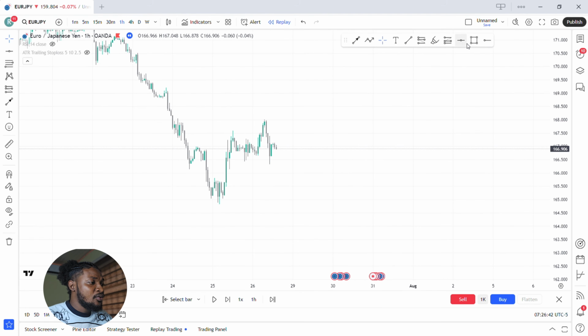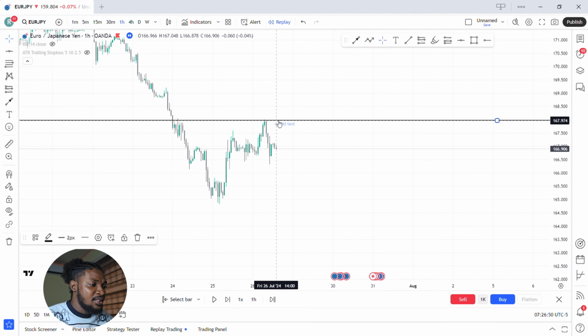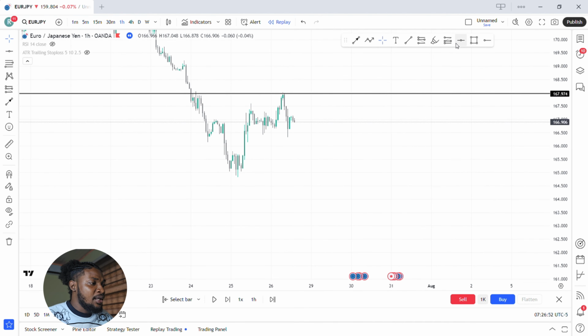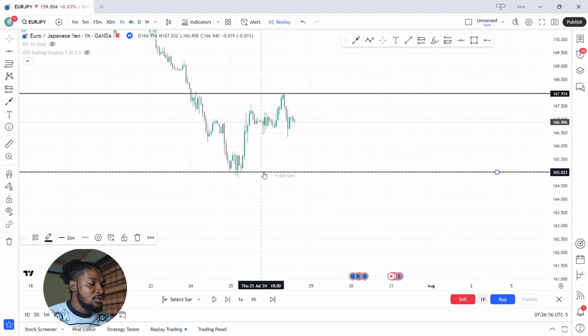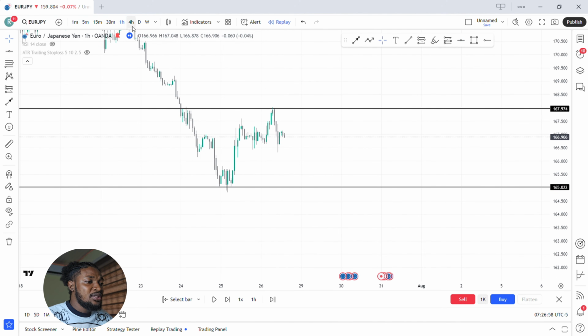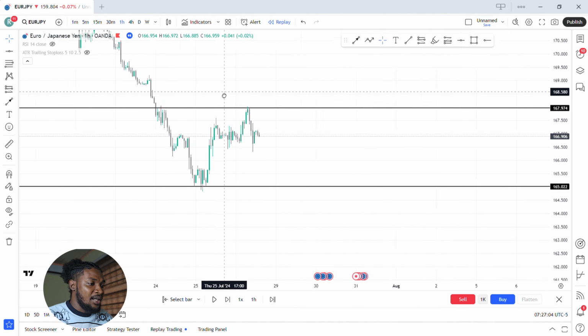So first, we're going to take our horizontal line and mark out our recent high. So this is our recent high. And we're going to mark out our recent low, guys. This is our recent low. In this video, we're going to be using the 1 hour time frame, you understand? So using one chart and one time frame.